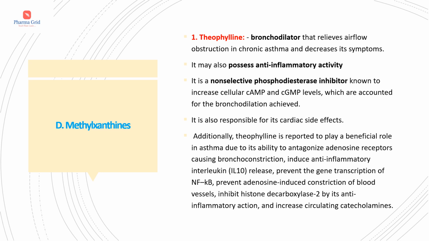So the main points associated with methylxanthines are that they are bronchodilators and they possess anti-inflammatory activity, and their mechanism of action is that they are non-selective phosphodiesterase inhibitors. They will increase the cellular cyclic AMP and cyclic GMP levels. As a result, they will cause bronchodilation.